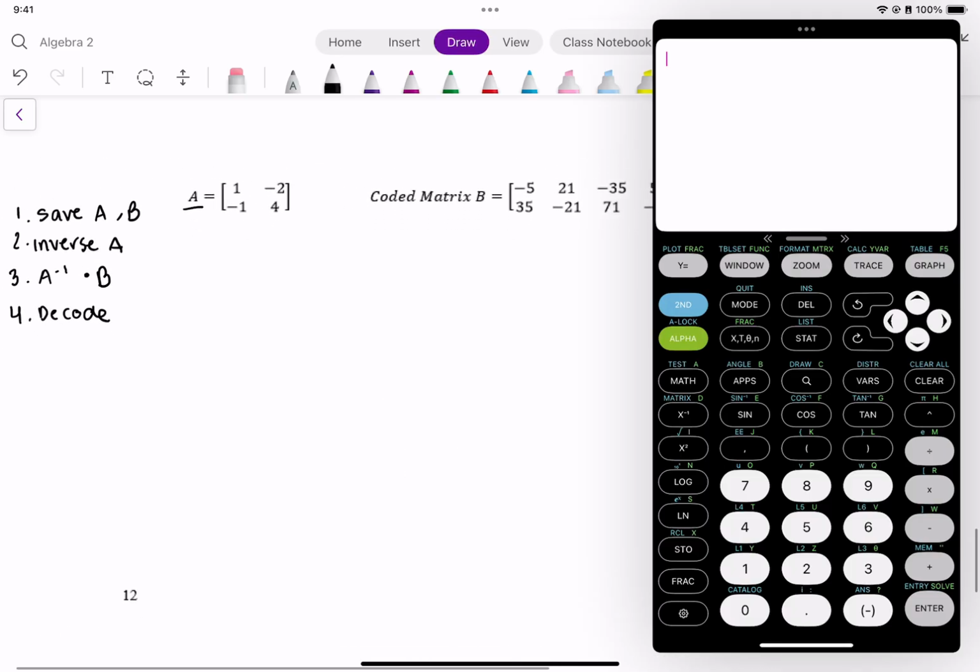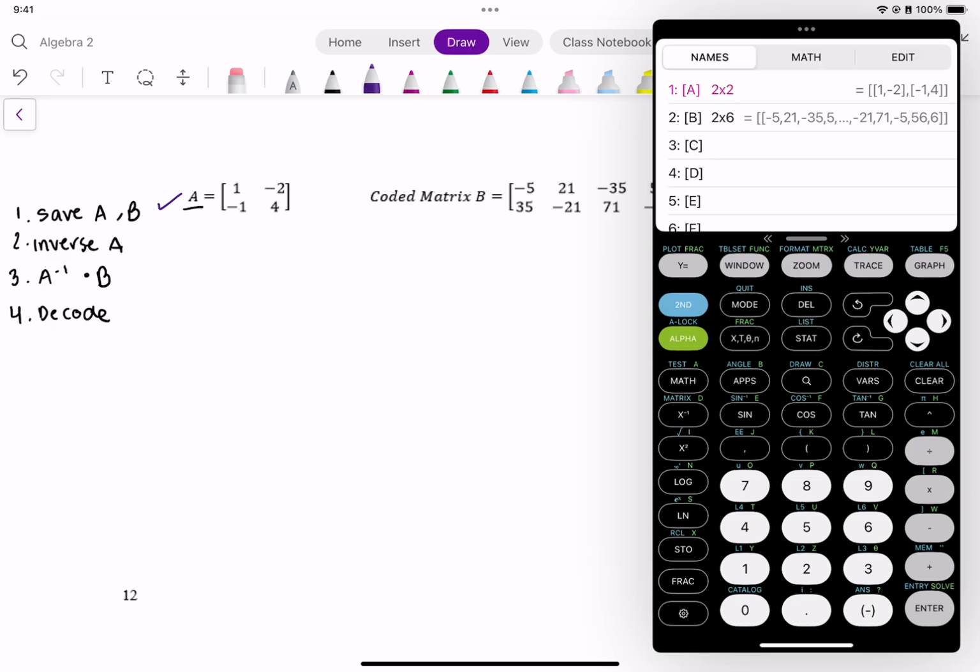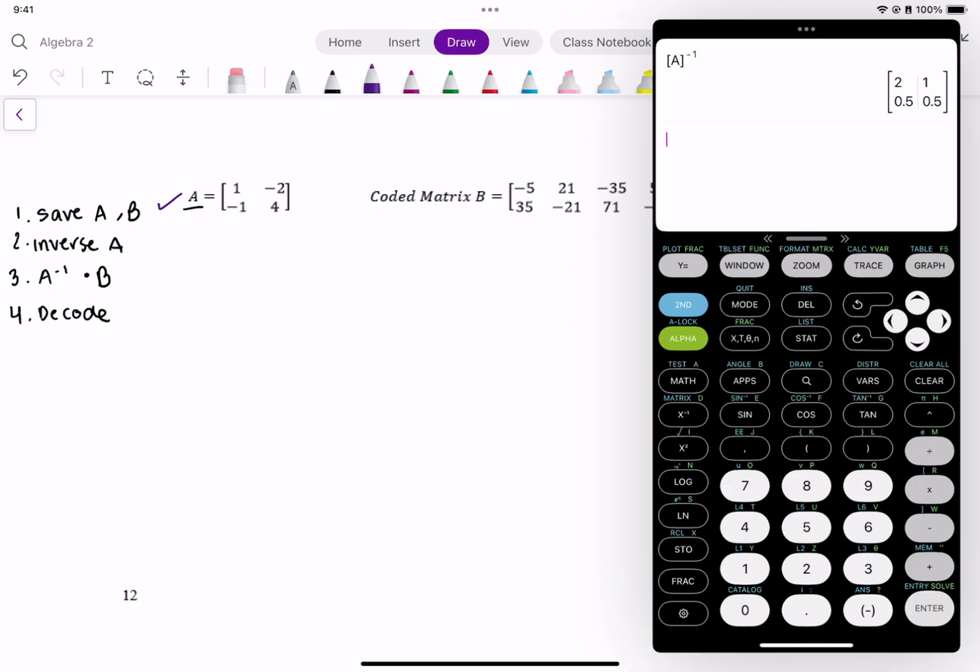So step 1, done. Okay, step 2, we're going to solve for the inverse of A. So again, we're going to do that with the calculator. So second matrix, I'm going to paste A. And remember that to get the inverse, we want to put it to the power of -1. So power of -1, enter. There we go. That's our step number 2. So step 2, done.